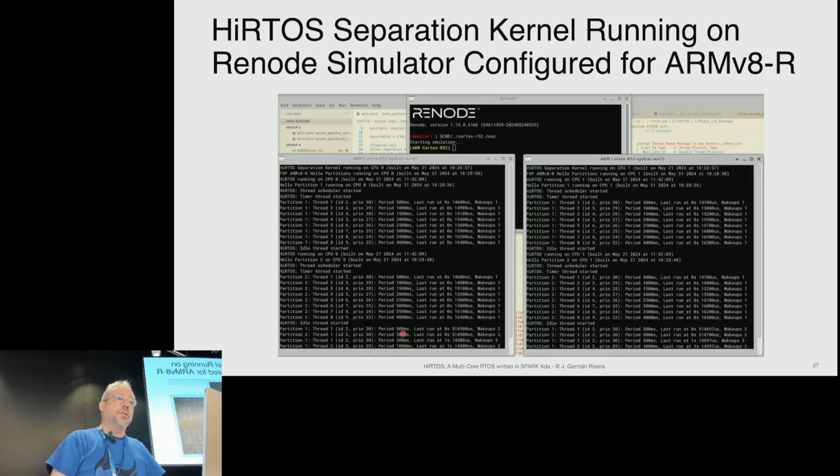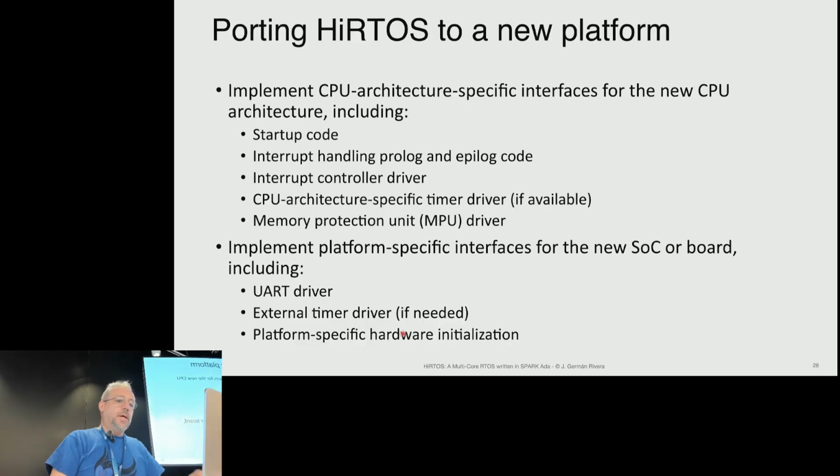This is the same thing, but with 2 cores, running on the Renode simulator. Now, to finish, what is necessary to port HiRTOS to a new platform? You have to implement the CPU architecture dependent part first, and then you have to implement the platform-specific interfaces for the new SoC or board or simulator, right? The CPU architecture-specific parts are the startup code, the interrupt handling prologue and epilogue, the interrupt controller driver, the CPU architecture-specific timer driver if available, like the Cortex-R52 has one, and then the memory protection unit.